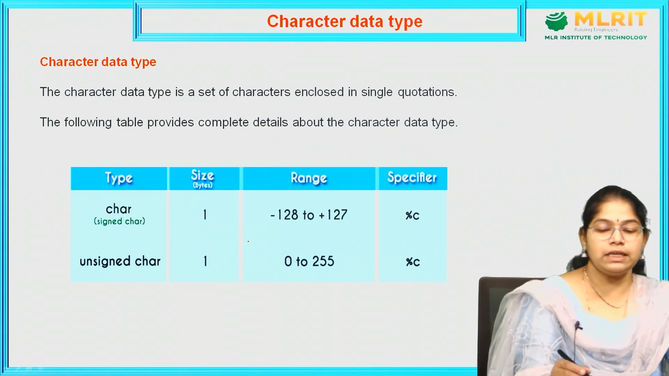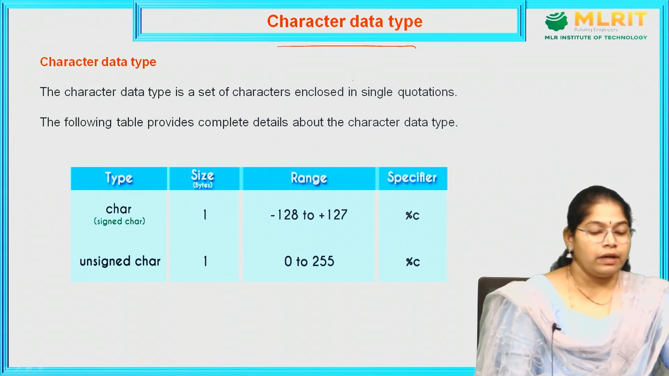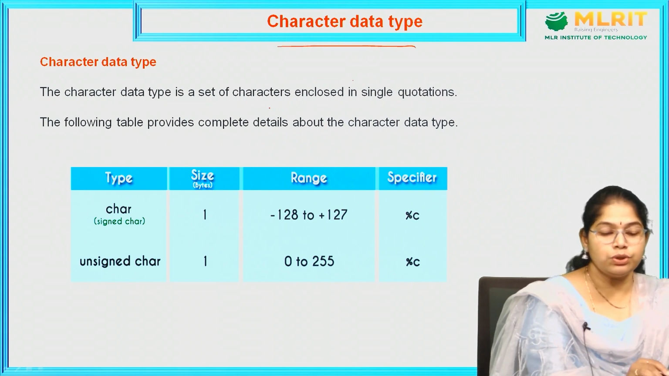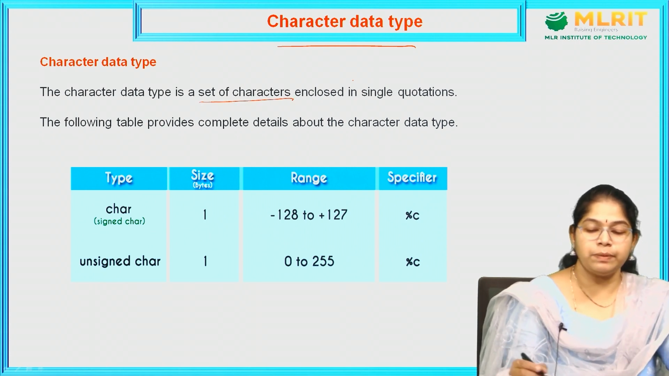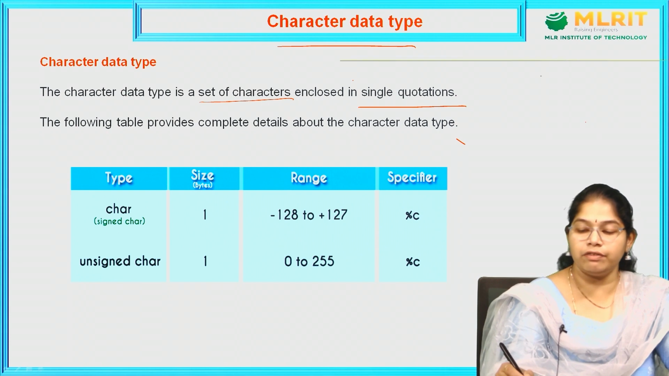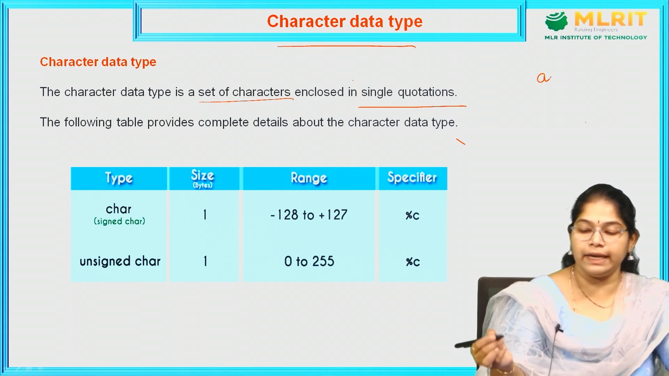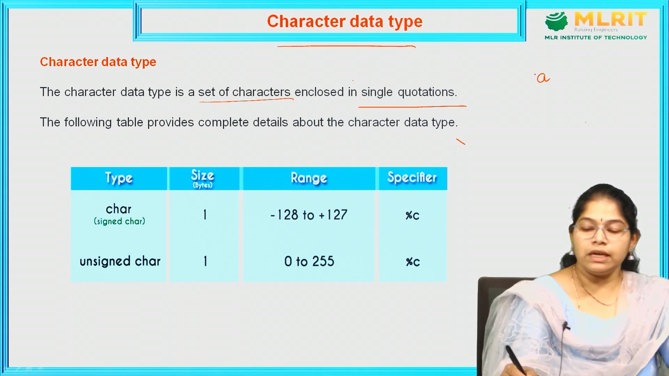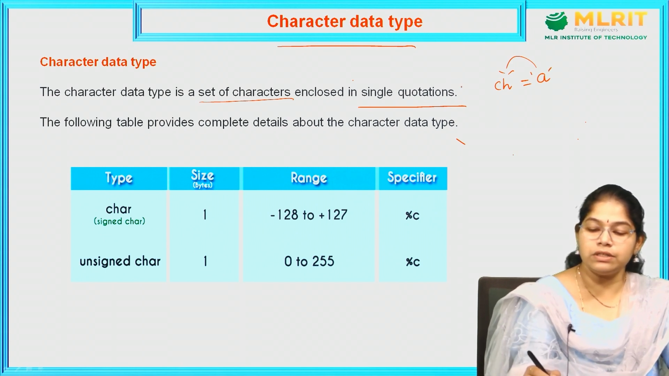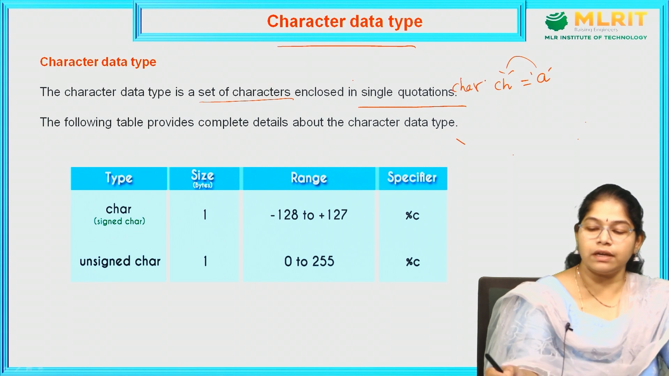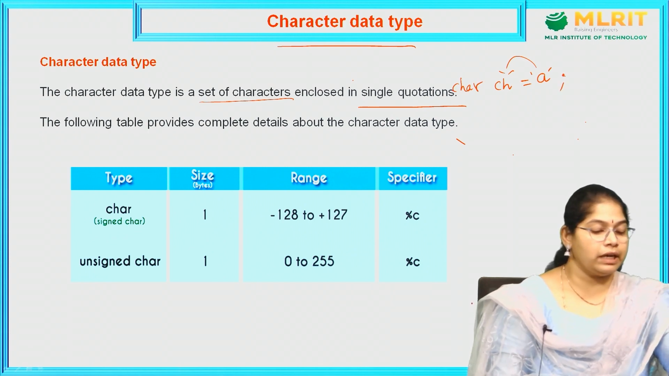Then next is the character data type. The character data type is used to store a character, which must be enclosed in single quotations, like if I want to store a value called A. So this I'll assign to another variable, let us suppose that is ch. It is a character type that must be enclosed in single quotations. The data type of that is char. In this way we have to declare.